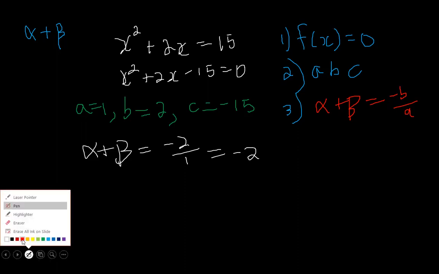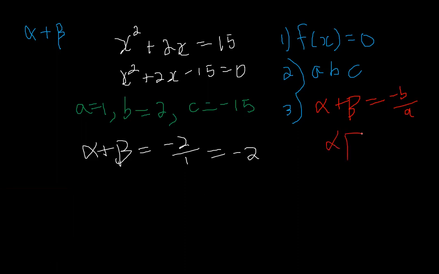And if they wanted me to find alpha beta, what's the formula for that? C over A. So what would I write? Negative 15 over 1, which is negative 15. So everybody understands that? Any questions? No questions? You can ask me questions. Okay, no questions.